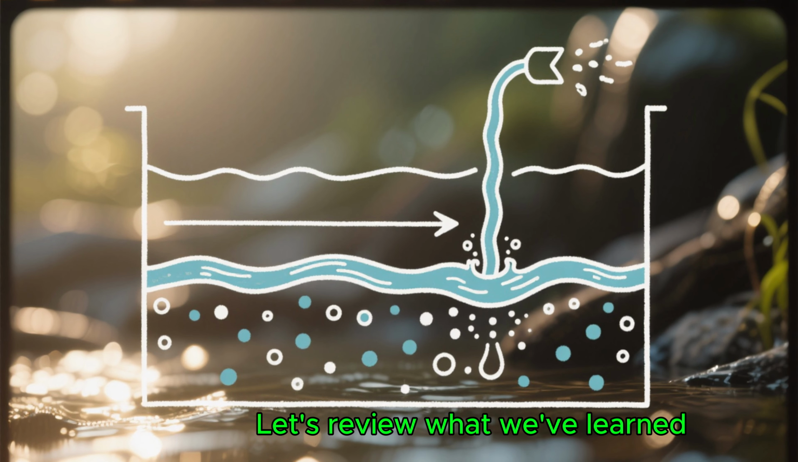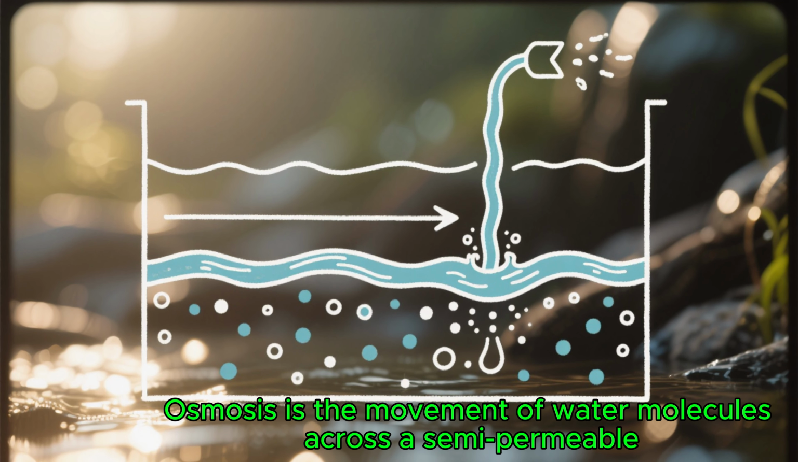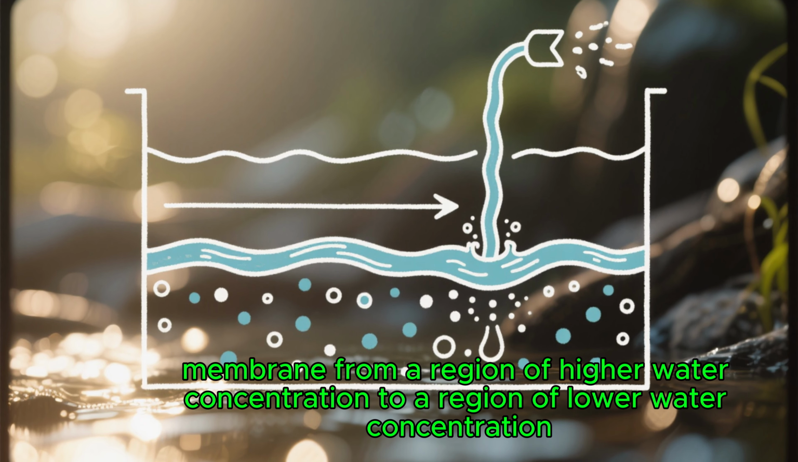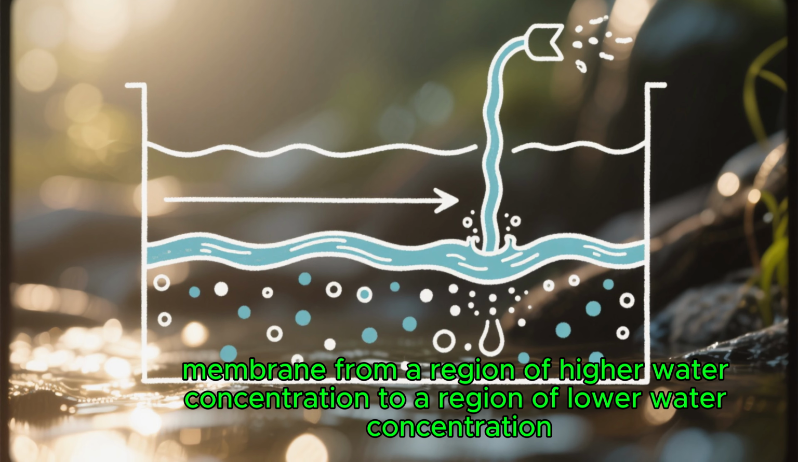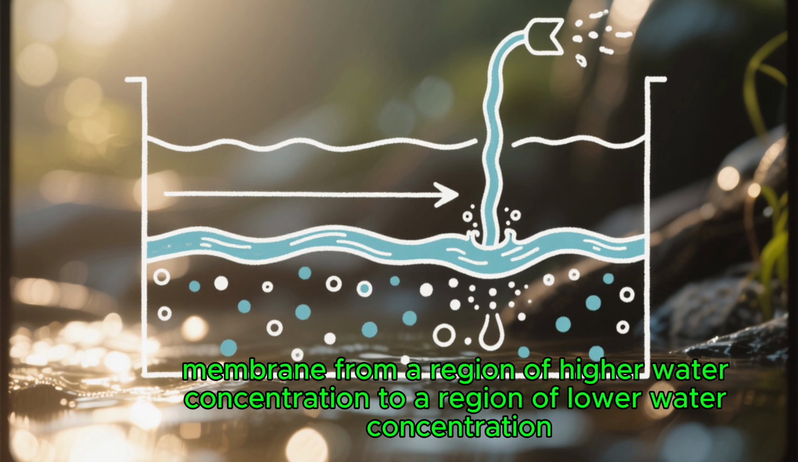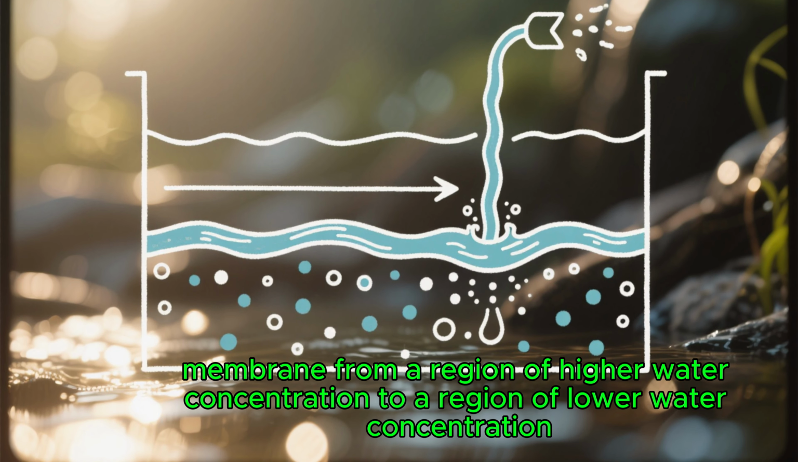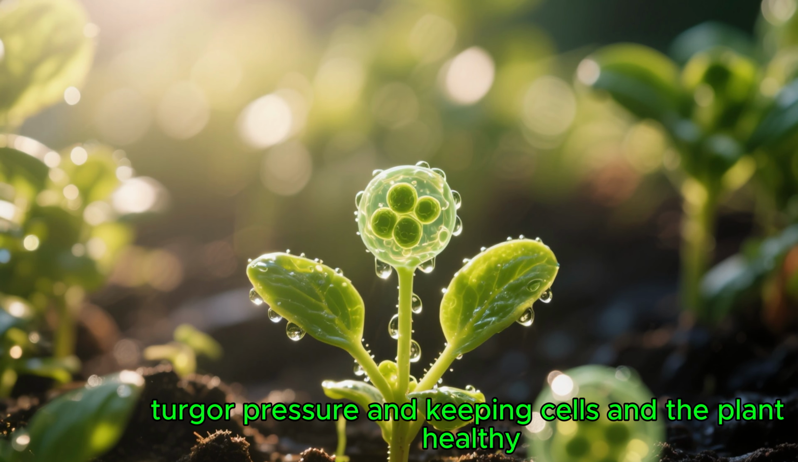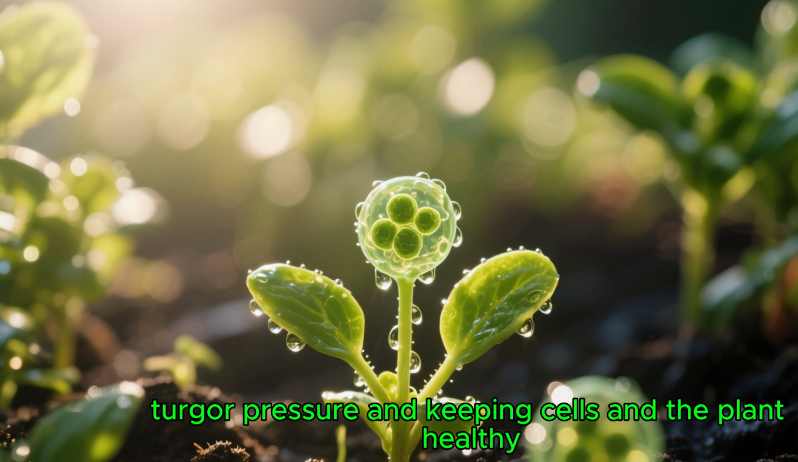Let's review what we've learned. Osmosis is the movement of water molecules across a semi-permeable membrane from a region of higher water concentration to a region of lower water concentration. In plants, osmosis is important for maintaining turgor pressure and keeping cells and the plant healthy.